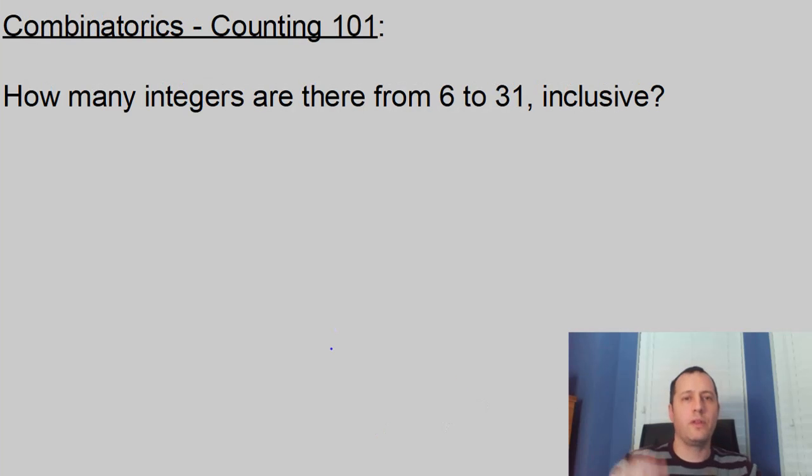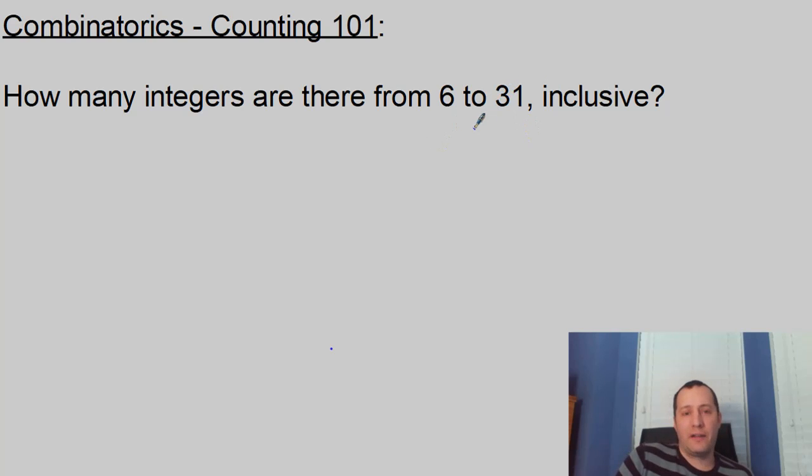All right, so we're looking at counting 101 here. And the first question is, how many integers are there from 6 to 31? And this might seem like a really basic question. I guess it kind of is, but there's a little bit of a trick here that could catch you if you're not paying attention or if you haven't thought about this before.